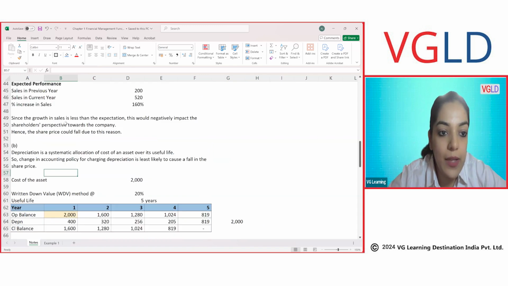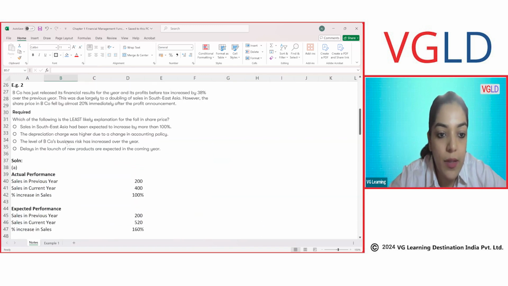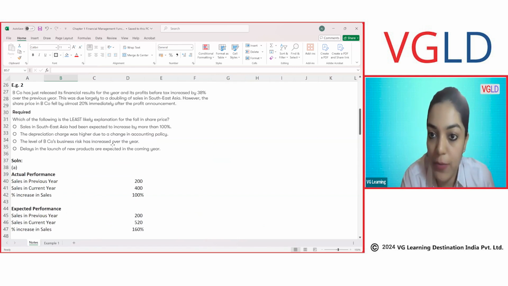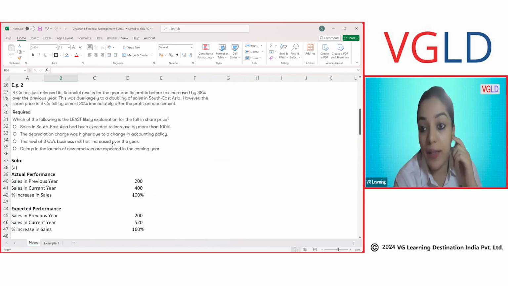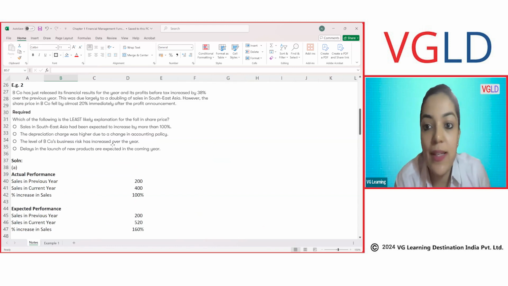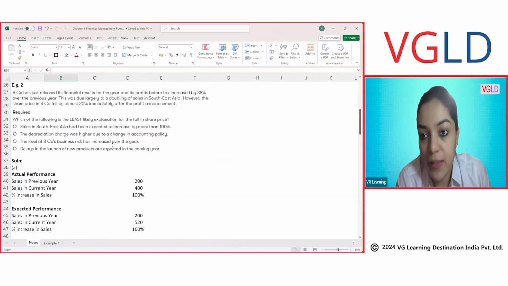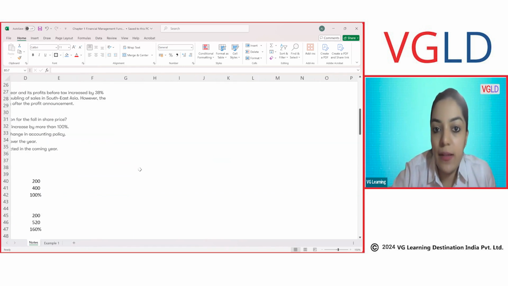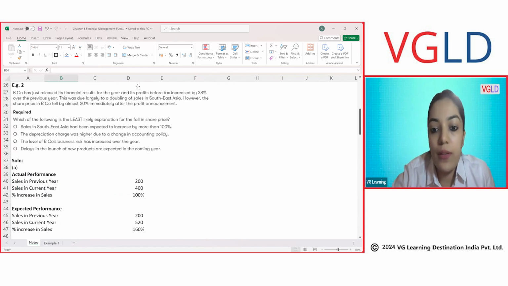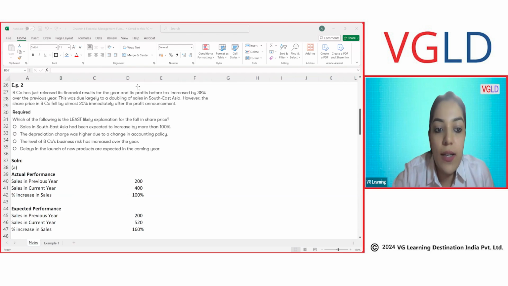Now, the next option was what? The level of B company's business risk has increased. So definitely an increase in business risk can lead to a fall in the share price. Shareholders must be afraid of the increase in business risk, and therefore the share price can fall. And delays in the launch of new products are expected in the coming year. So if a project is going to get delayed, then the profits which are going to be generated out of that project will also get delayed. So therefore, D can definitely lead to a fall in the share price. Yes. So which one of them is least likely the reason for the fall in share price? The answer is change in depreciation policy.